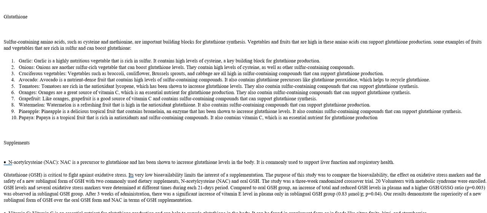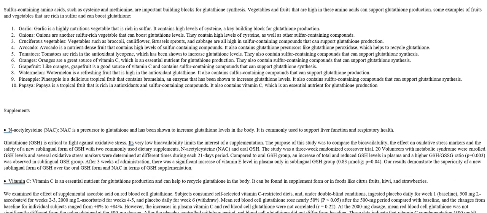Papaya is a tropical fruit that is rich in antioxidants and sulfur containing compounds. It also contains vitamin C, which is an essential nutrient for glutathione production. And supplements that increase the levels of glutathione: N-acetylcysteine or NAC, which I already spoke about in the past, is a precursor to glutathione and has been shown to increase glutathione levels in the body. It's also commonly used to support liver function and respiratory health.